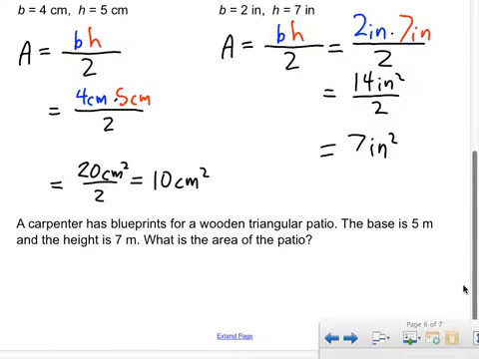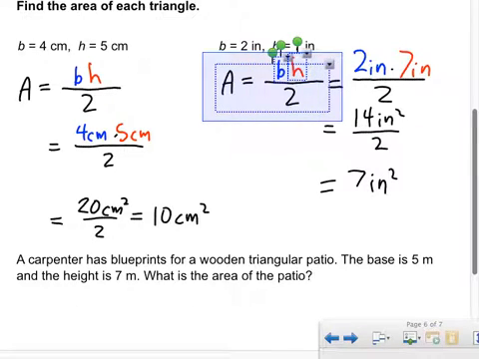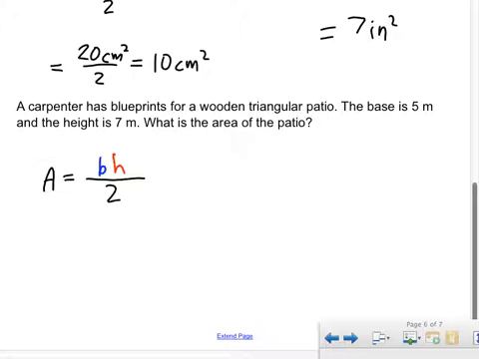All right, last question before we wrap it up. A carpenter has blueprints for a wooden triangular patio. The base is 5 meters and the height is 7 meters. What is the area of the patio? Go ahead and work it out really quickly. We're still going to use the same formula. Gabby, can you walk me through this problem? What do you get when you multiply the base and the height? 5 times 7 is? 35.